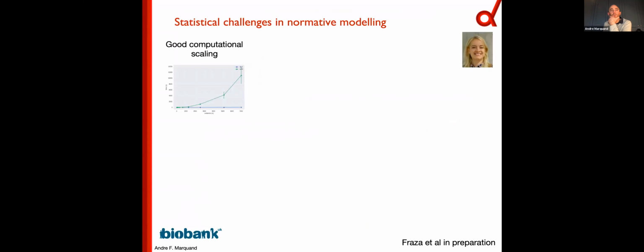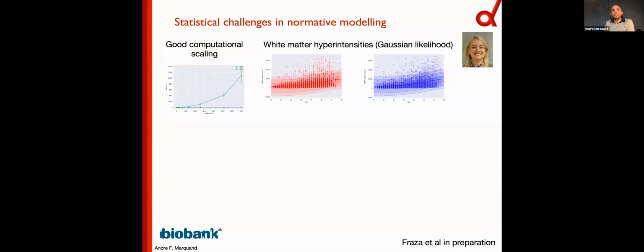So Charlotte applied this to the UK Biobank data. The first thing is that we have excellent computational scaling relative to the Gaussian process model. You can see that this is the computation time as a function of the sample size, and you can see that it's almost constant relative to the very poor computational scaling of the Gaussian process model. Just in the interest of time, I'll show you an example of this normative modeling approach for one phenotype that's derived from UK Biobank. This is for a particular phenotype that describes the white matter hyperintensities. It's lesions in white matter, basically.